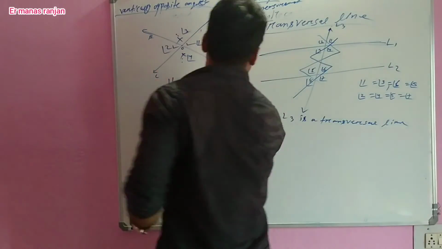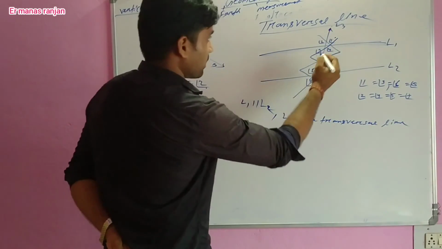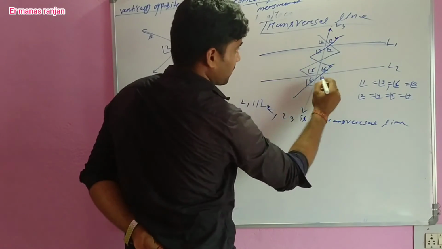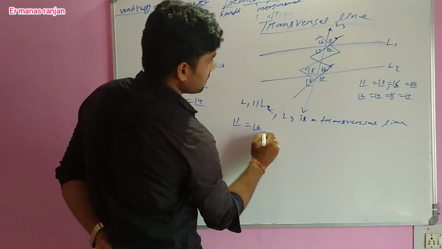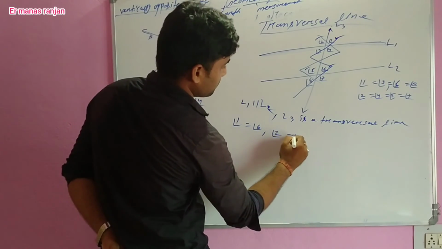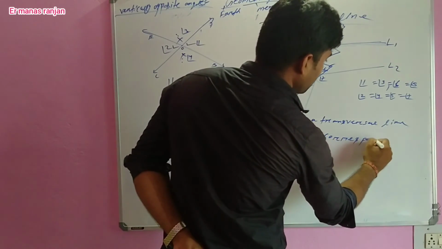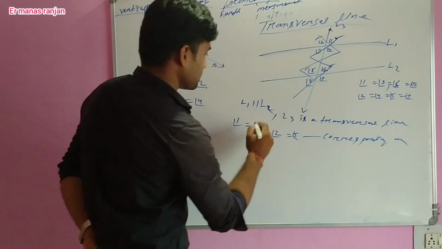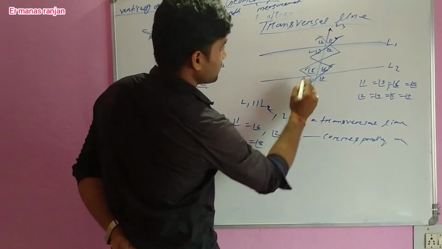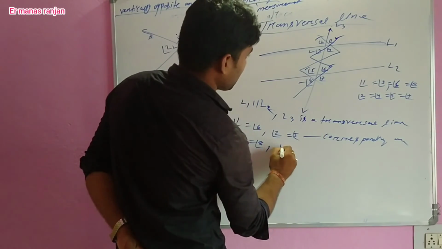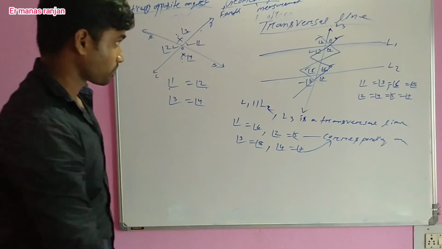Let's suppose angle 1 and angle 6, angle 2 and angle 5 in the upper part. These are called corresponding angles. Similarly, in the lower part, angle 3 and angle 8, angle 4 and angle 7 are also corresponding angles. Understood?